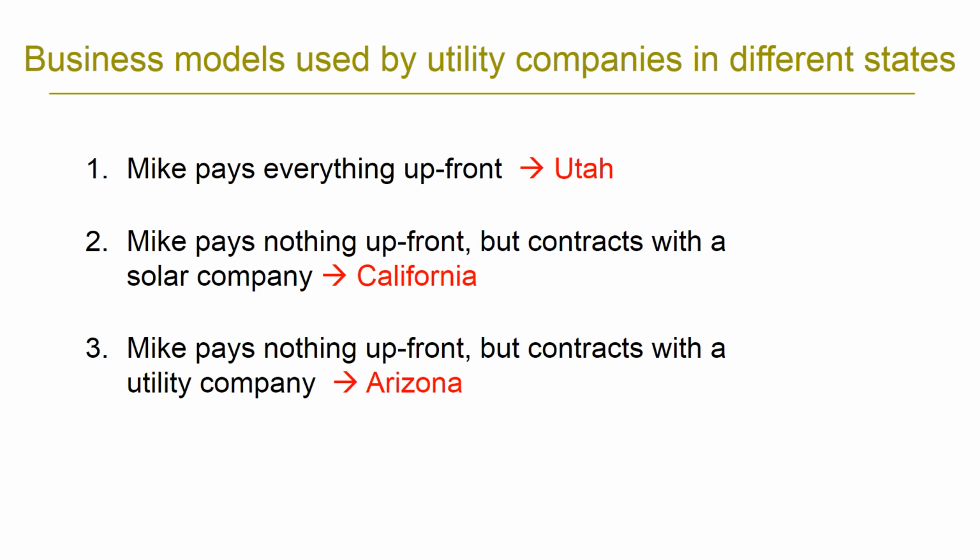In Utah, Mike paid everything up front. In California, Mike would pay nothing up front, but he would contract with a solar company. And in Arizona, Mike would pay nothing up front, but contracts with the utility company. So you can see that due to different policies, the process of implementing residential solar power is very different and has varying costs to the consumer.